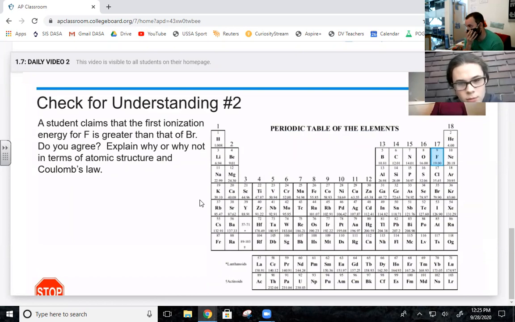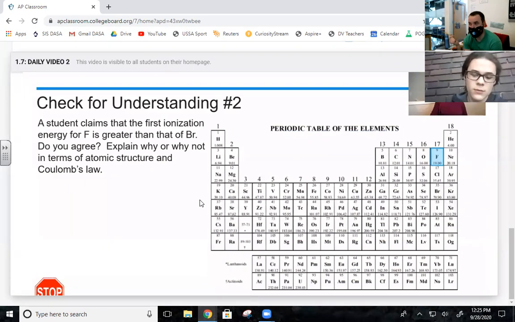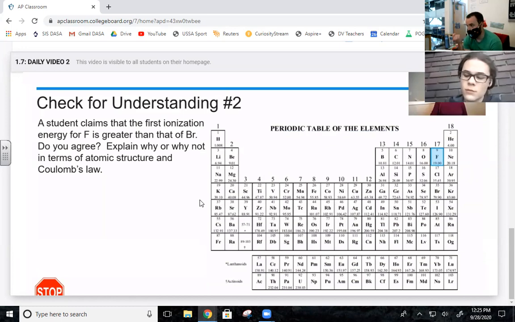You agree. Why do you agree, Christian? Ben? Yes. Valence electron for F is closer to the nucleus than for Br, right? Okay, well, thanks for telling me where the location is. What does that mean? Yes.